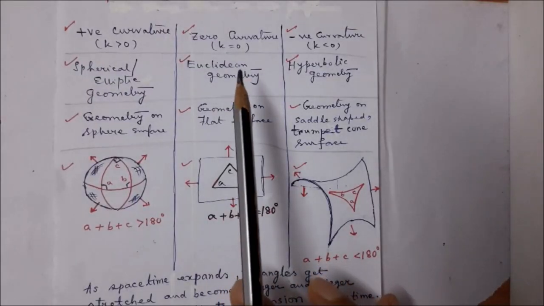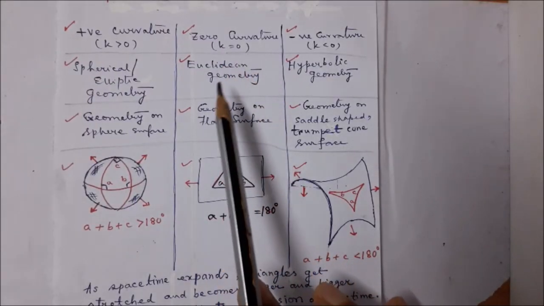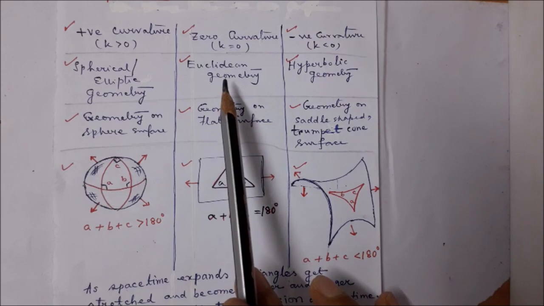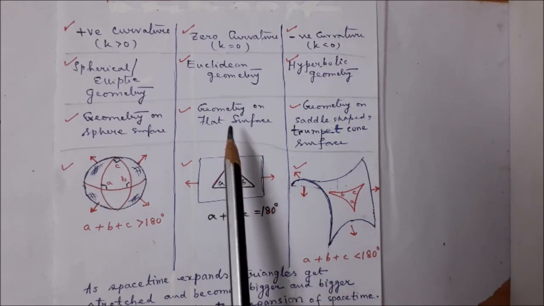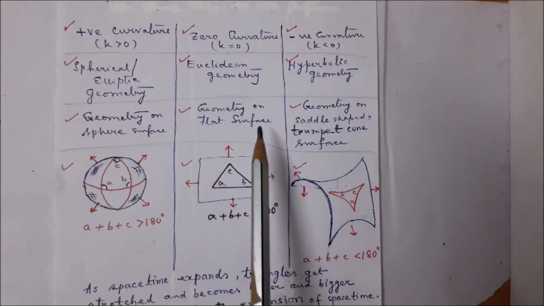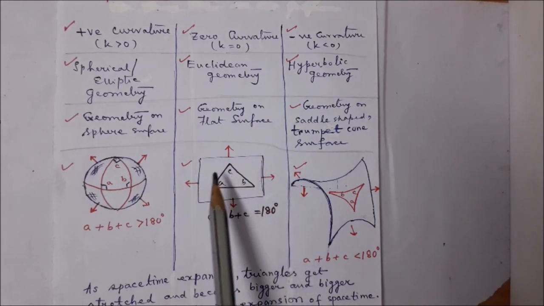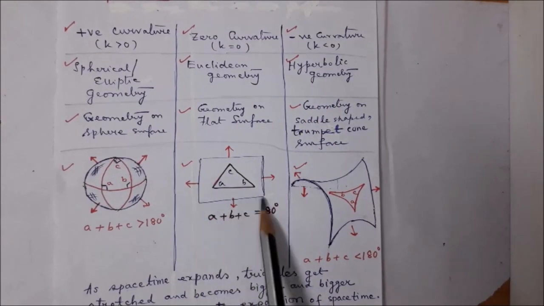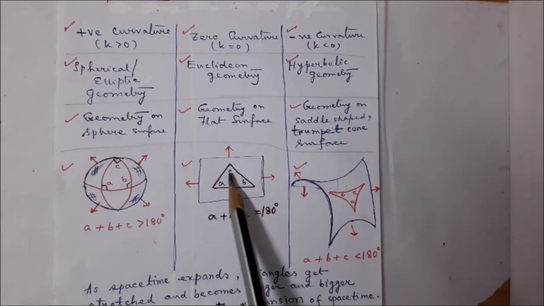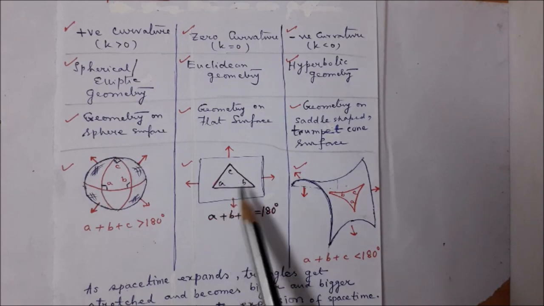If the universe has a zero curvature, then the geometry will be Euclidean geometry, which is actually the geometry of a flat surface. And a triangle in this flat surface, say drawn in this sheet as shown here, will contain three angles, and when added we get 180 degrees.